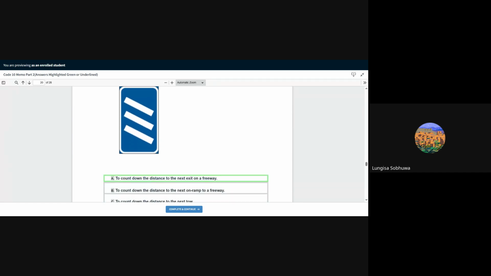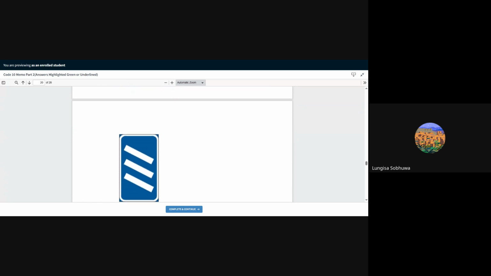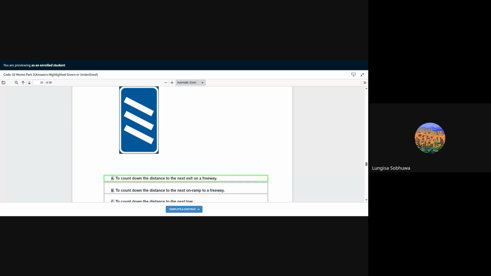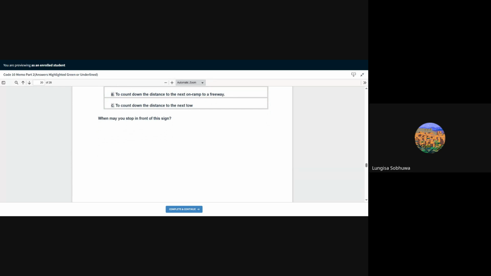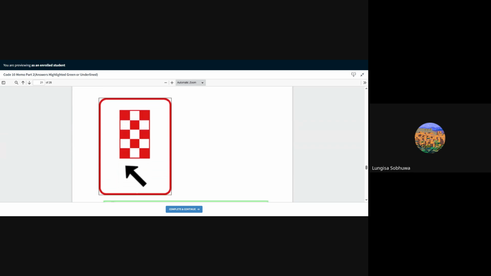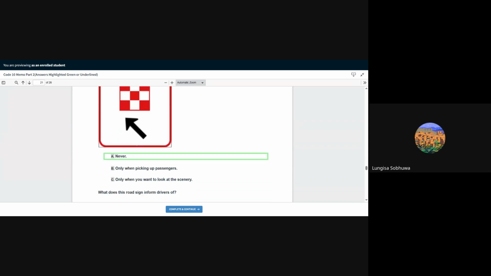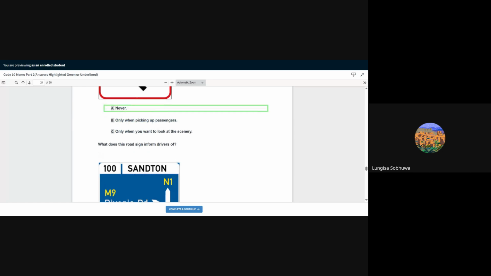And the next question, what is the purpose of this information sign? And the answer there is A, to count down the distance to the next exit on a freeway. When may you stop in front of this sign? This is an arrester bed, guys. So the answer is never. You may not stop in front of an arrester bed, right?